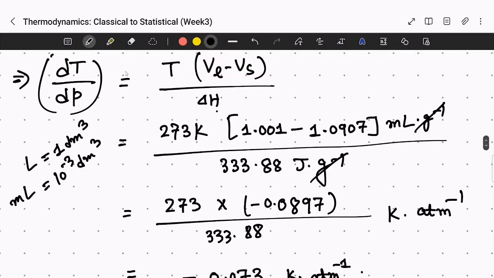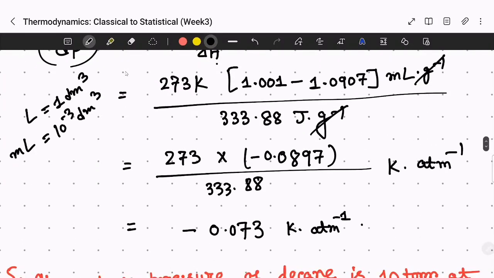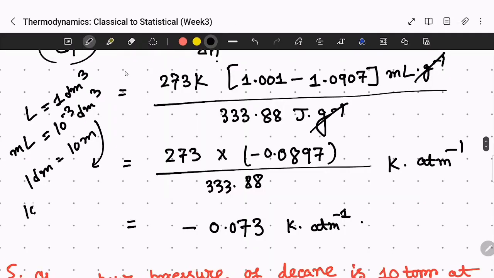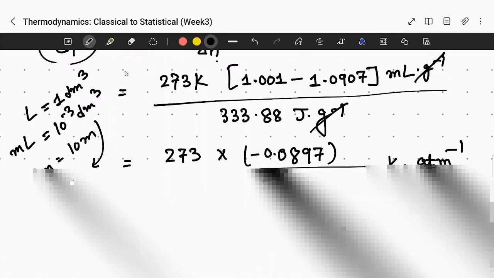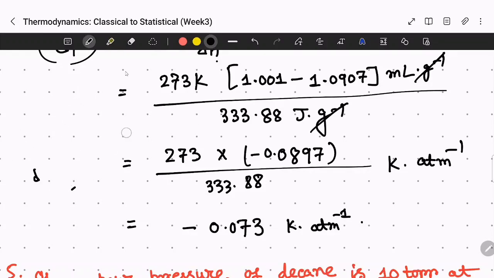One decimeter is 10 to the power minus 1 meter. So if you put it here, 10 to the power minus 3 decimeter cube is how much? 1 meter cube. So milliliter and meter cube are the same. Okay. Thank you.